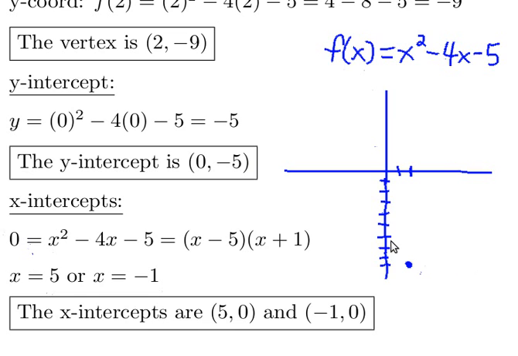The y-intercept, that's where it crosses the y-axis, is at (0, negative 5). So it doesn't move left or right on the x-axis. 1, 2, 3, 4, 5. That means we already know two points on our parabola. This point and this point. So now let's deal with the x-intercepts. So we need to go to (5, 0). So 1, 2, 3, 4, 5.